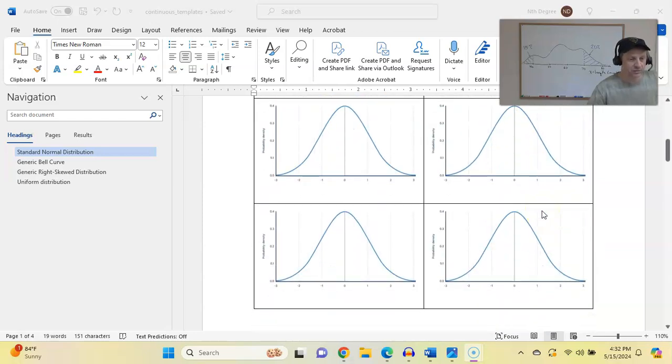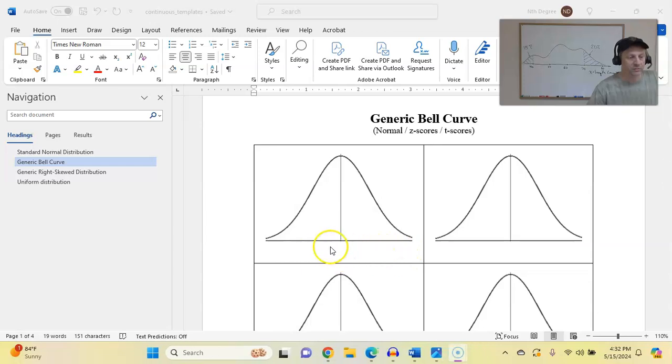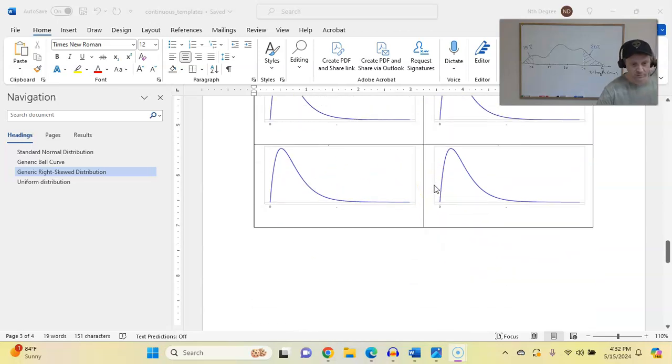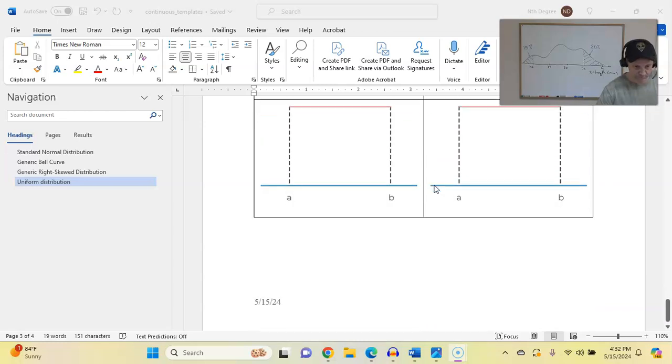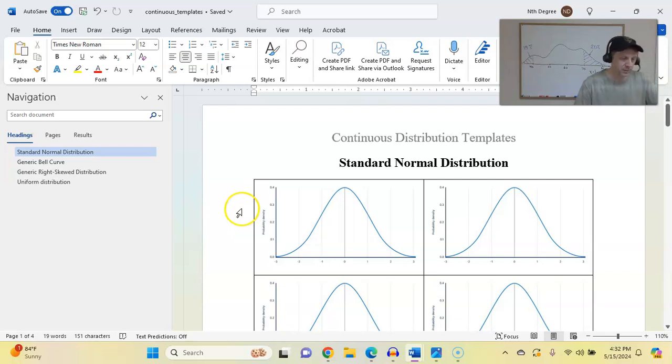This first page of the handout provides you with many miniaturized versions of that standard normal distribution, and we'll soon see how to use these as visual aids. The next page presents us with generic bell curves with the x-axis not labeled, and we might use these for normal curves or t-scores. Then there are a couple of right-skewed distributions that will come towards the end of class, called the chi-squared or f distributions. They both basically look like this. And here's the uniform. All right, let's go through some examples now to visualize how we can use these smooth curves to work with probabilities and percentages.